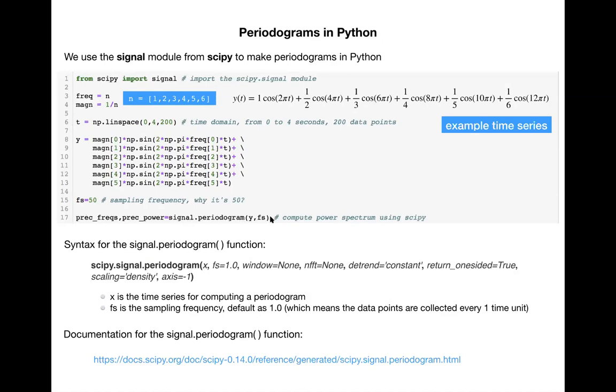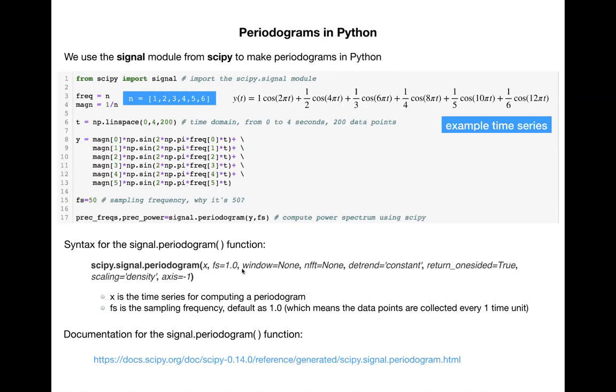So the syntax goes signal.periodogram, where x is my time series and fs is my sampling frequency. For example, in this one my time series is y, and my sampling frequency here is 50 hertz. Why is that? Because I have 4 seconds and 200 points, so my delta t will be 0.02 seconds. So my sampling frequency will be 1 divided by 0.02 seconds, that's 50 hertz.